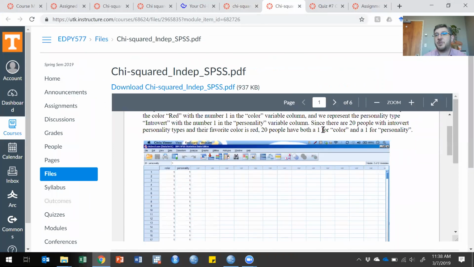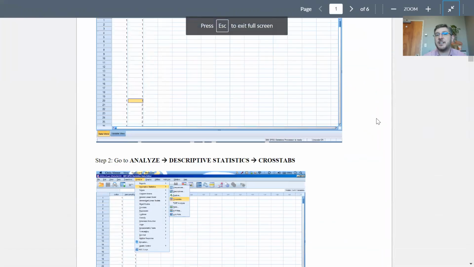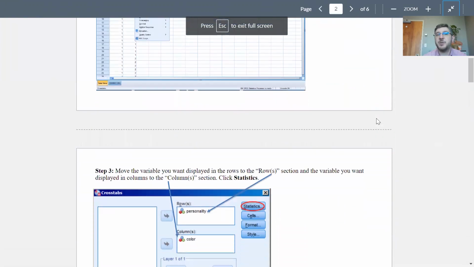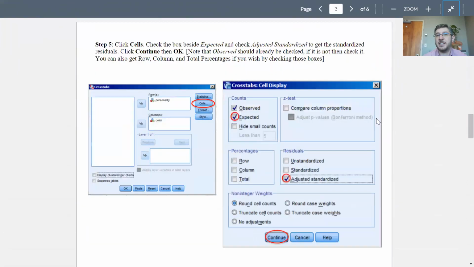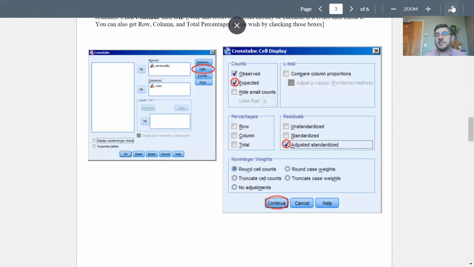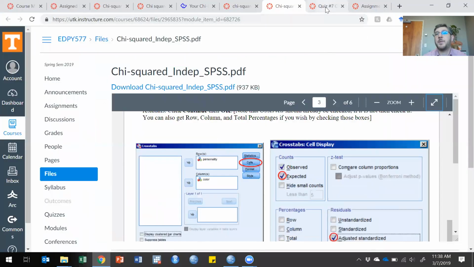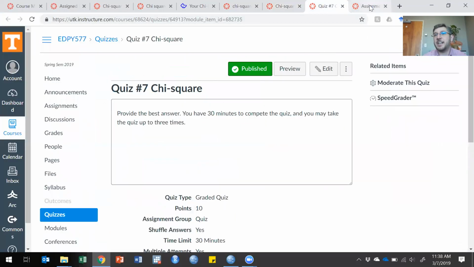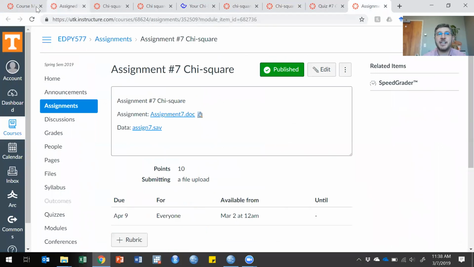Here's the chi-square test of independence. Same as before, we'll walk through the notes, but also how to do it in SPSS. As always, there's a quiz and a data analysis assignment that you'll see.